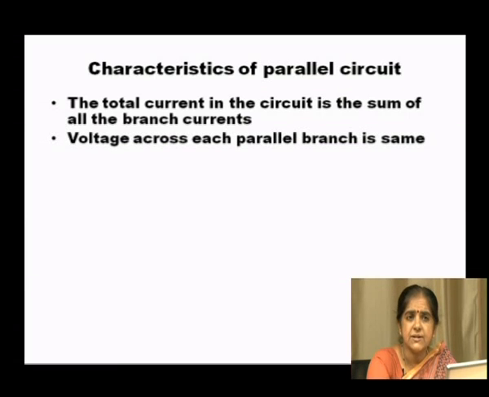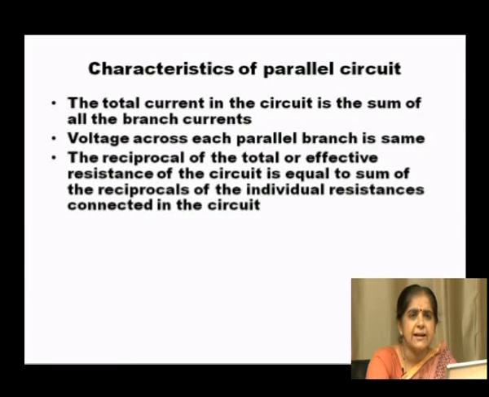And the voltage across each parallel branch is the same. Here there are 3 branches. So, V is the voltage applied across R1, similarly V is the voltage applied across R2, and the voltage applied across R3 is also the same, that is equal to V. So, the same voltage appears across each resistance in the parallel circuit, and the reciprocal of the total or effective resistance of the circuit is equal to the sum of reciprocals of the individual resistances connected in the circuit.